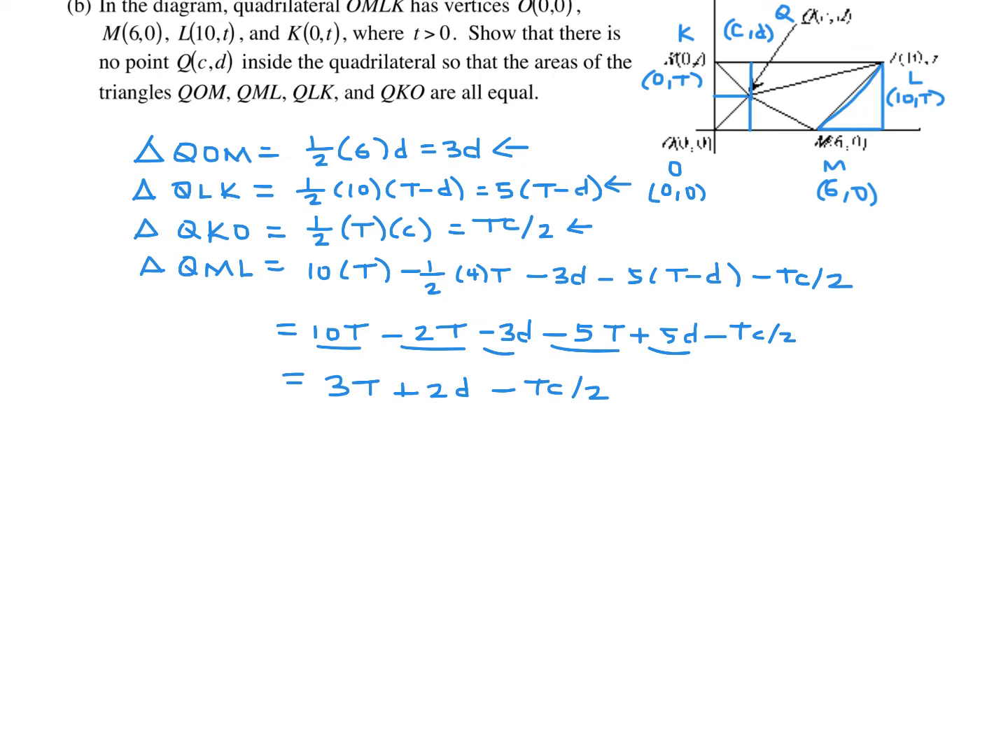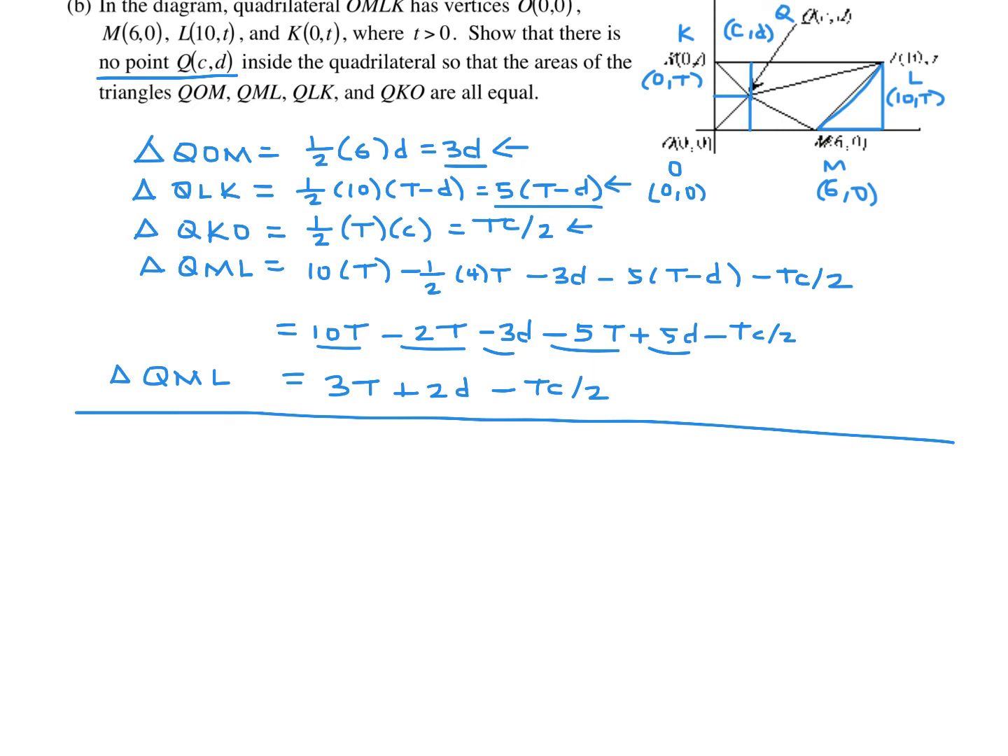Okay, so now at this point we've got to figure out what to do here. Oh boy. So let's just put this here, QML. All of these they want to be equal, but they're saying to show that there is no such point. So eventually you're going to get a contradiction. Okay, so let's see what we can do here. Well, let's just work with this one and this one first.